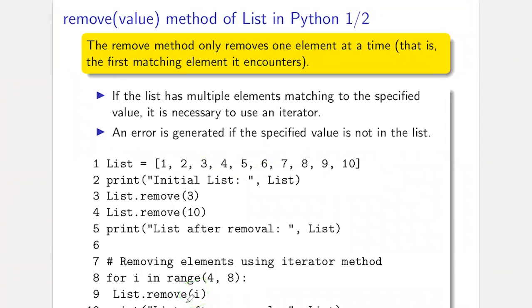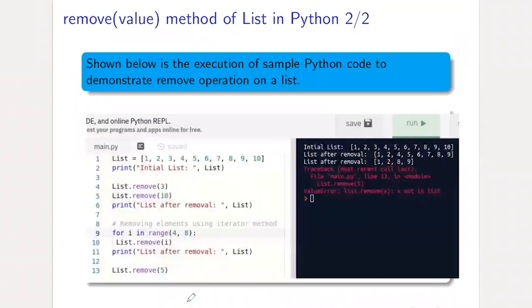Okay, so I have the example code here showing how that would happen. So the original list is 1 to 10, and I'm removing 3. So after removing 3, I have 1, 2, now 3 is not there, 4, 5, like that. And of course, I have removed 10 also. So 10 is also not there. So 3 and 10 are removed when I'm printing here.